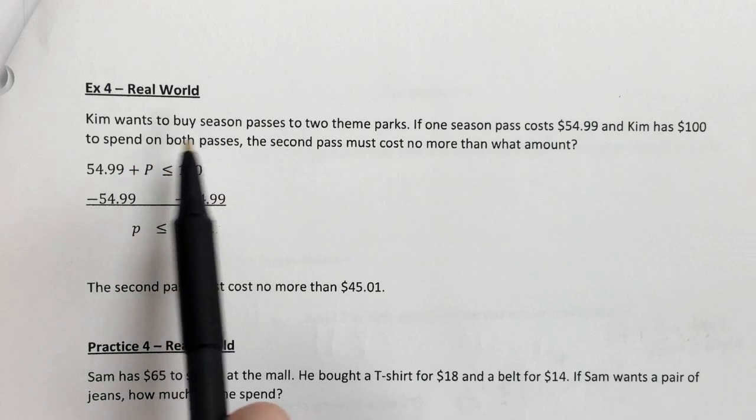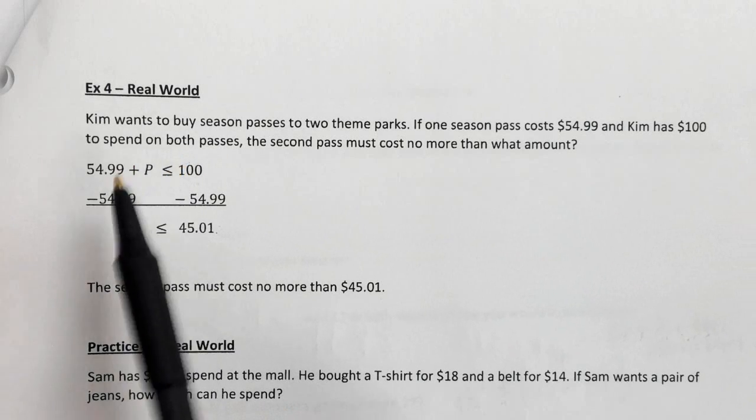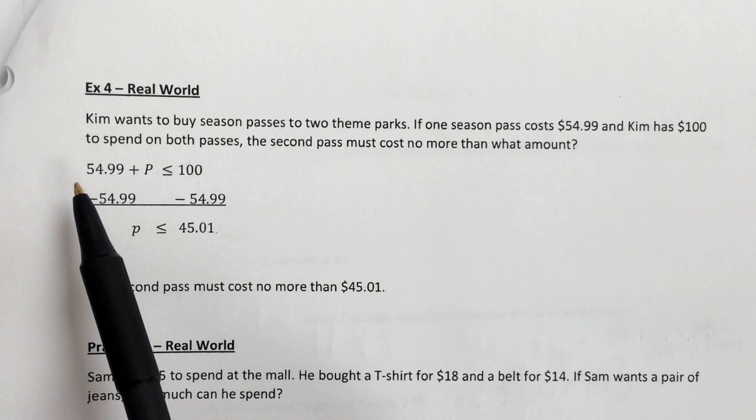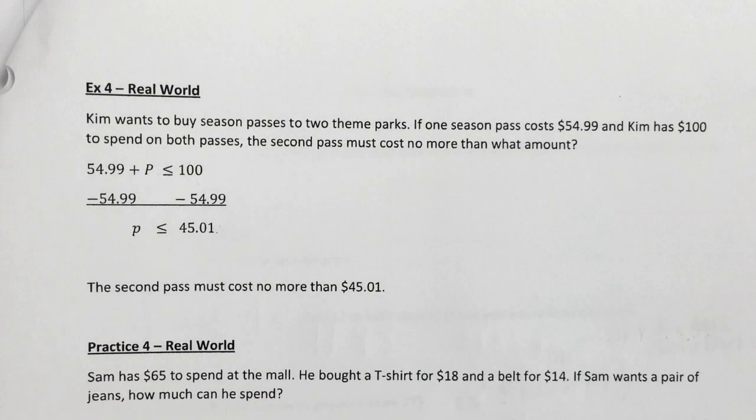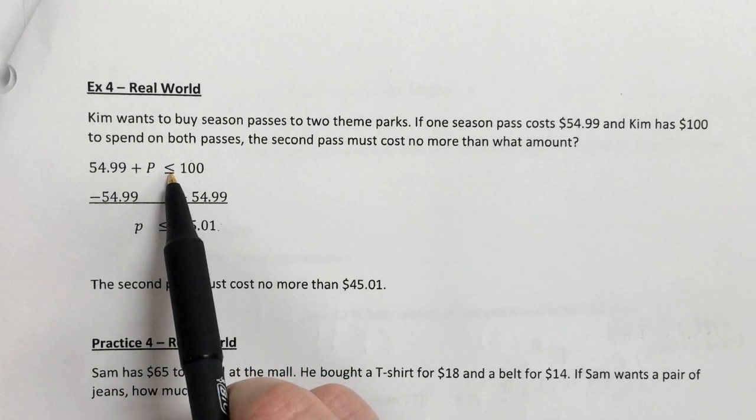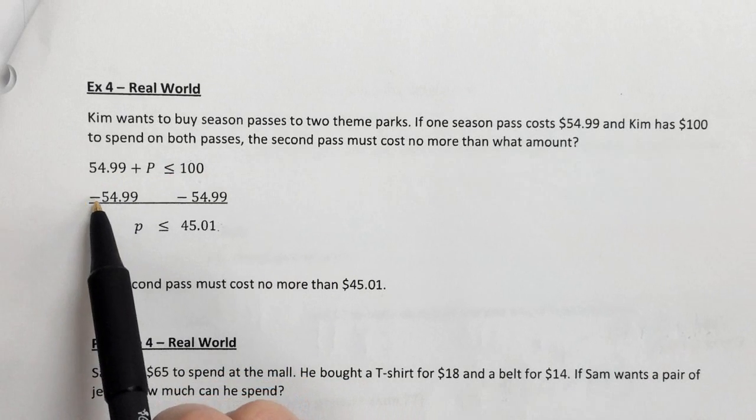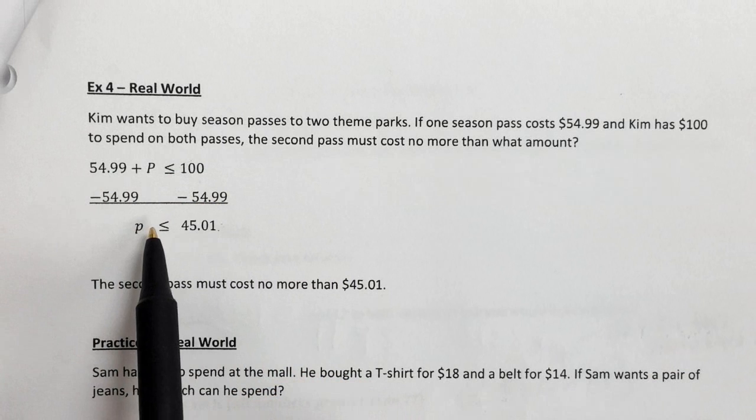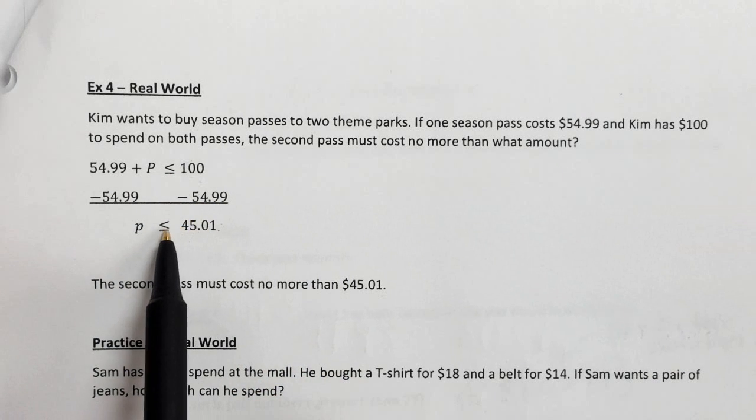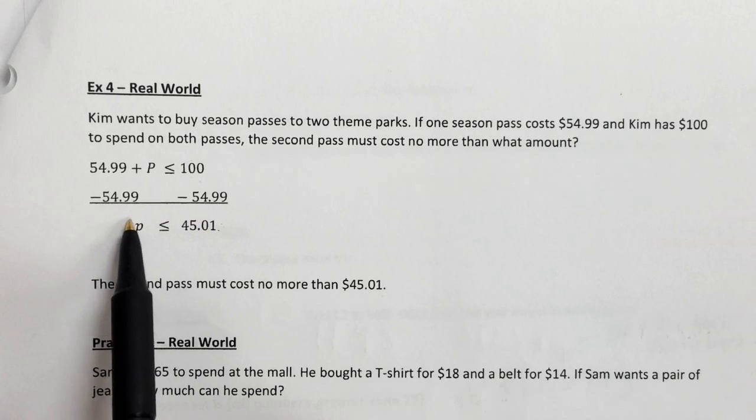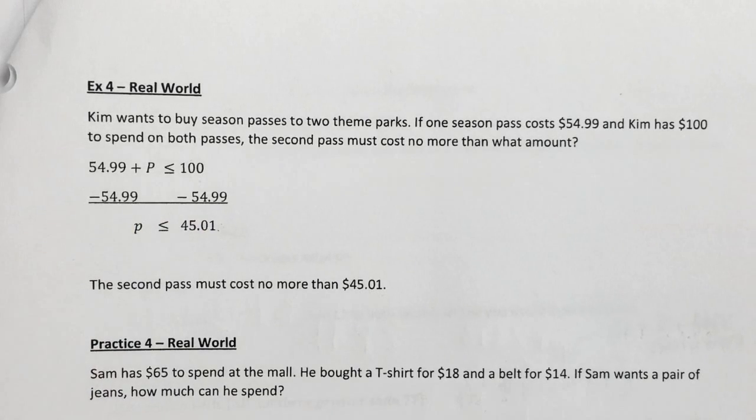So she doesn't have to spend the $100. She could spend the whole $100, but she could also spend less than the $100. But she can't spend more than what she has. So she could spend less than or equal to $100. So subtract $54.99 from both sides. So the other pass could cost $45.01 or less. So P could be less than or equal to $45.01.